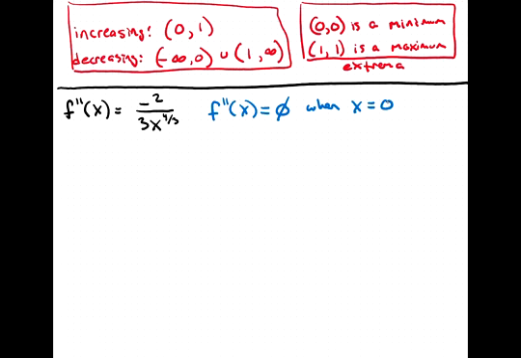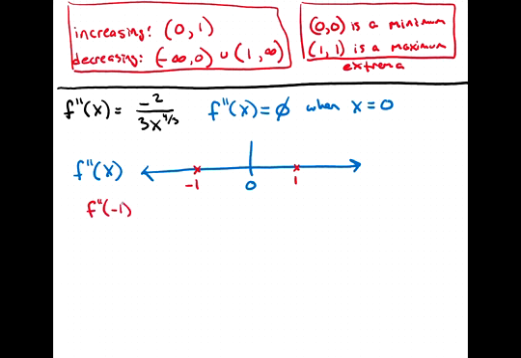But let's look at intervals of concavity. The only place concavity could change is when x is equal to 0. So let's plug in a test value, let's say negative 1 and positive 1, to look at the sign, when the second derivative is either positive or negative. The only time it could switch signs is at 0. So we're going to do f double prime of negative 1, and f double prime of positive 1.